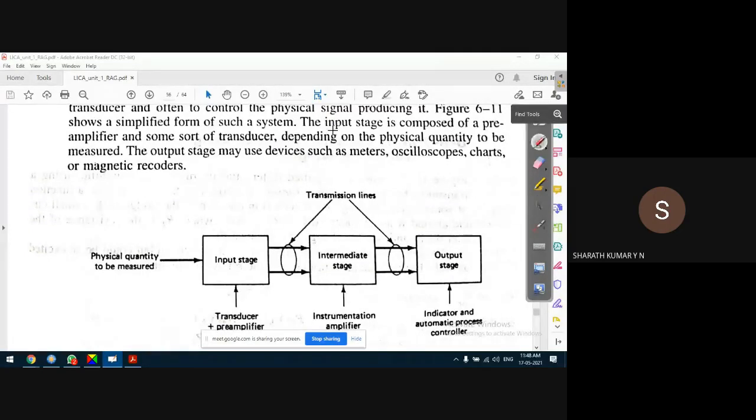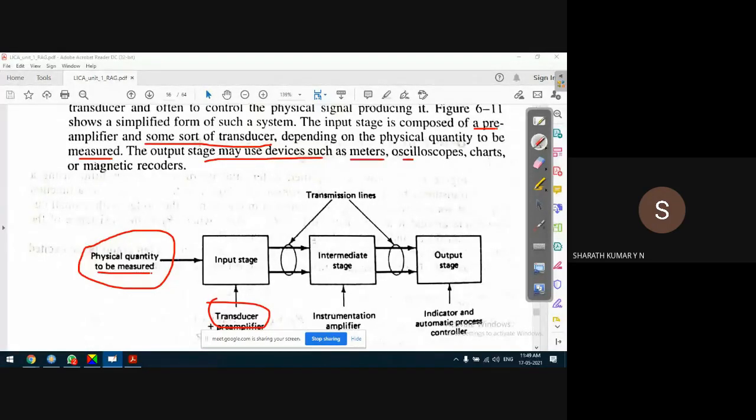In this case, the input stage is composed of a preamplifier and a transducer. It can be a sensor or a transducer, depending on the physical quantity to be measured. There is a basic difference between a sensor and a transducer: a transducer can be a semiconductor device also, but a sensor is a basic sensing element. So it can be either a sensor or a transducer. The output stage may be a device such as meters, oscilloscopes, charts, magnetic recorders, or display devices.